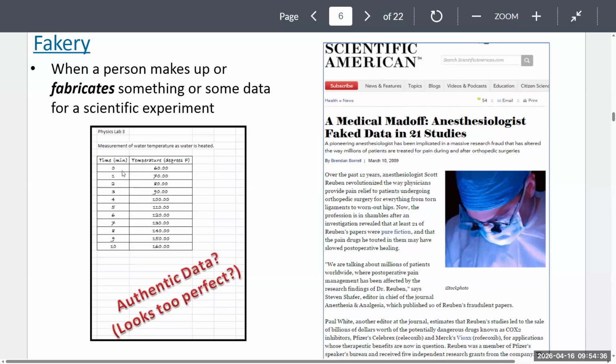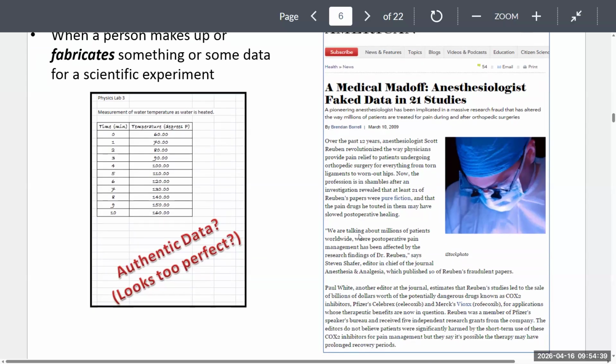All right. So here is an article I'm going to read to you verbatim. It's a medical office: Anesthesiologist faked data in 21 studies. A pioneering anesthesiologist has been implicated in a massive research fraud that has altered the way millions of patients are treated for pain during and after orthopedic surgery. And this article is dated March the 10th, 2009.